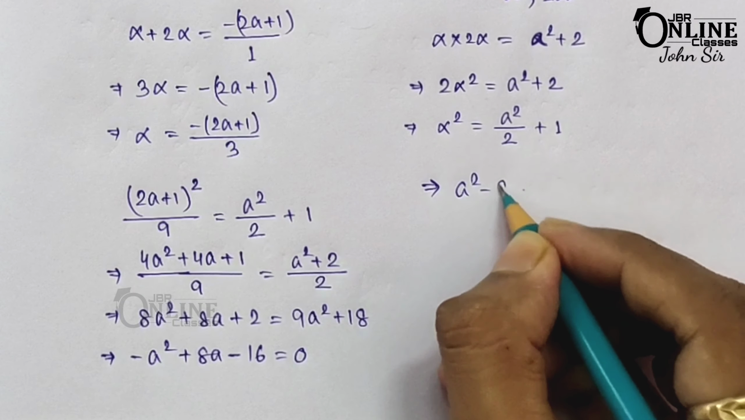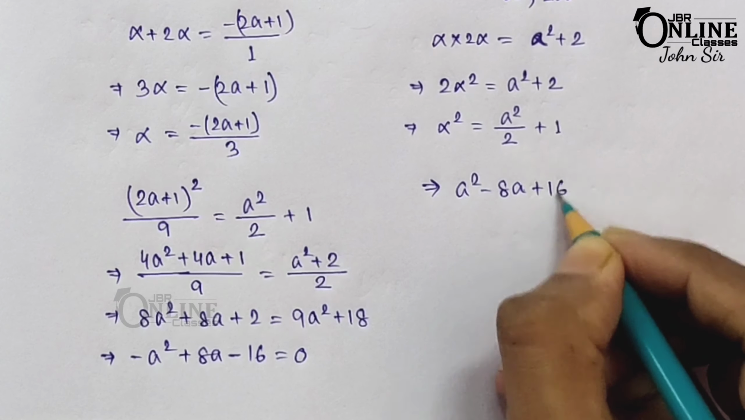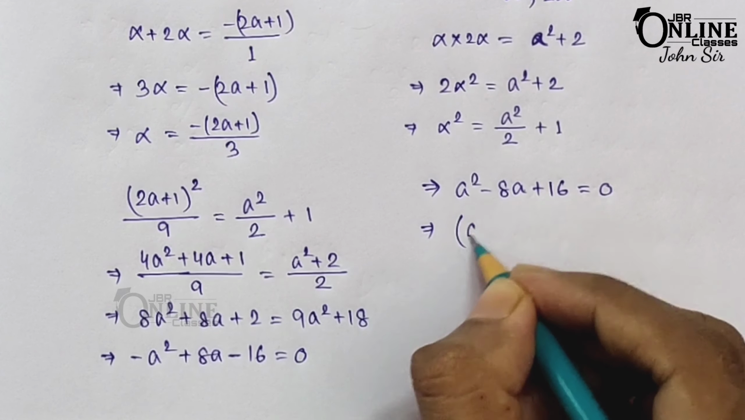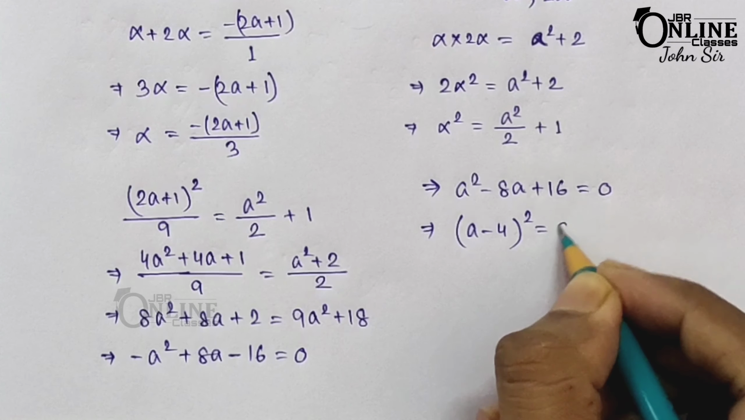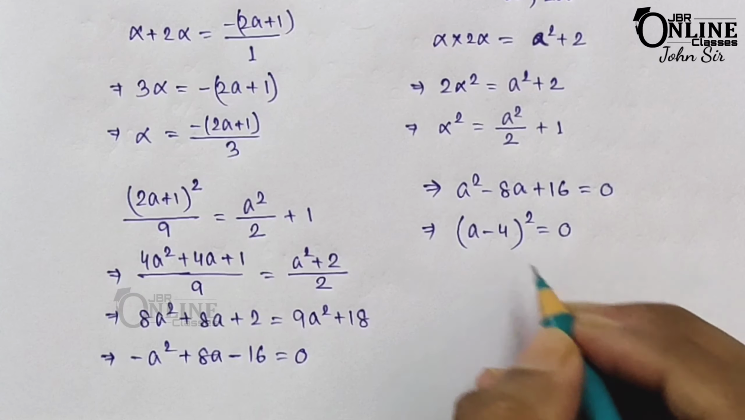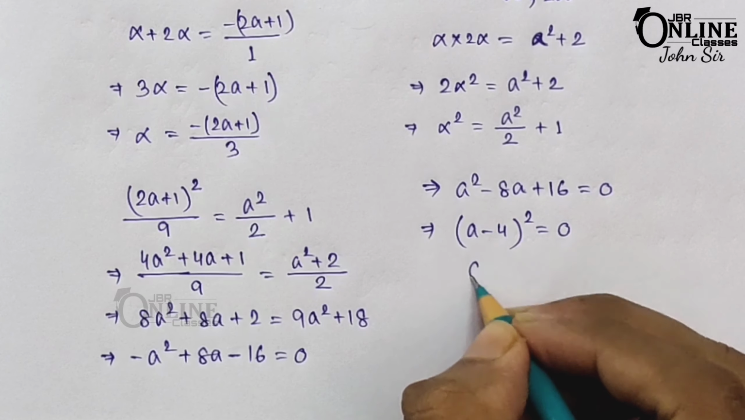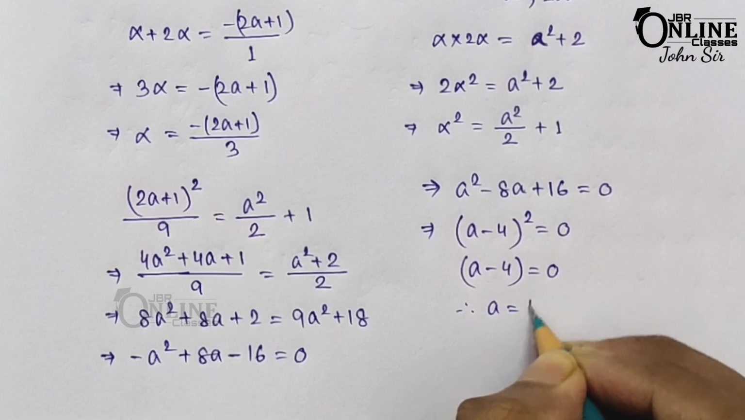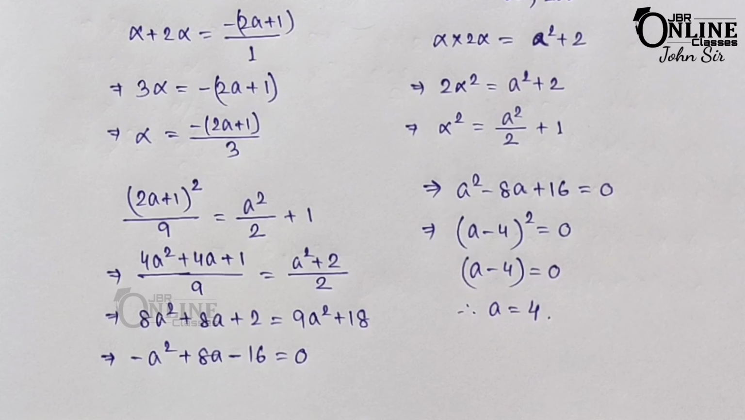So that implies a square minus 8a plus 16 equals 0. So that equals a minus 4 whole square. From that, a minus 4 equals 0, therefore a equals 4 is your answer.